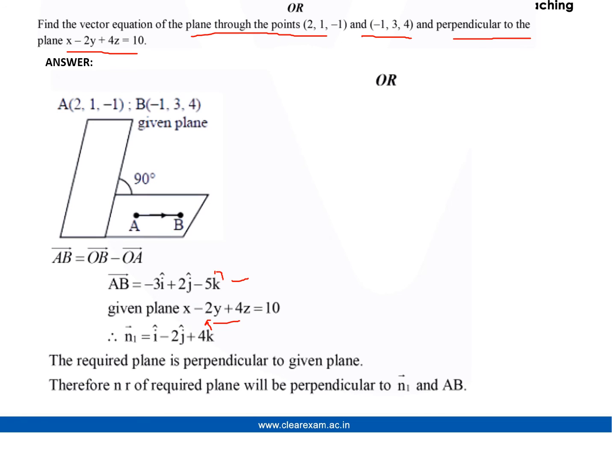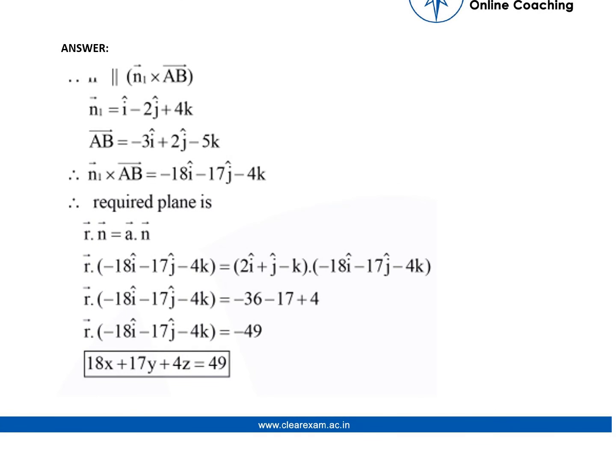The required plane is perpendicular to the given plane, and therefore the required plane will be perpendicular to n vector and AB. Since we already know our requirements and conditions, now we will take the cross product of n vector and AB. Then we will find the required plane equation, that is r vector dot n vector equals a vector dot n vector. After simplification of this, we get the equation, and that is the required equation we need.